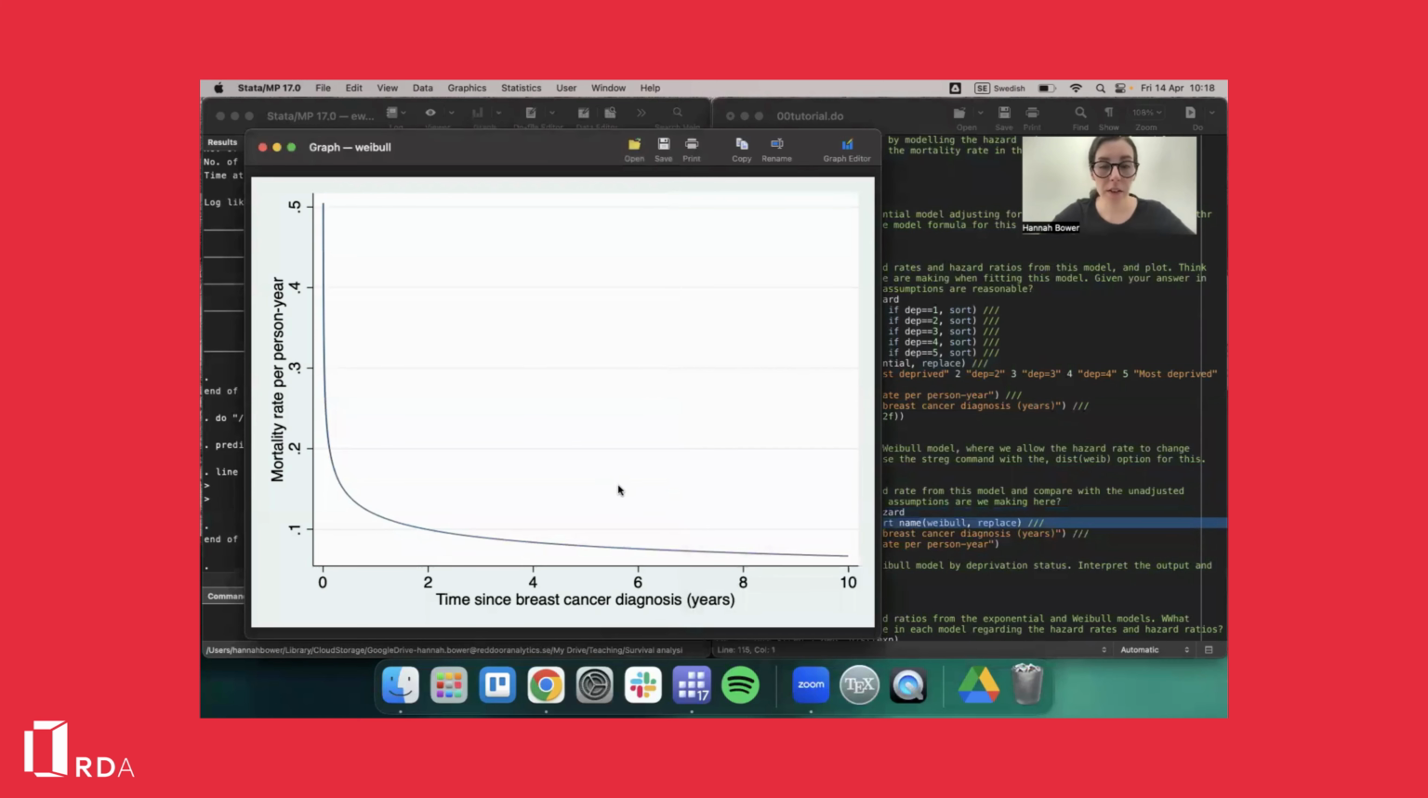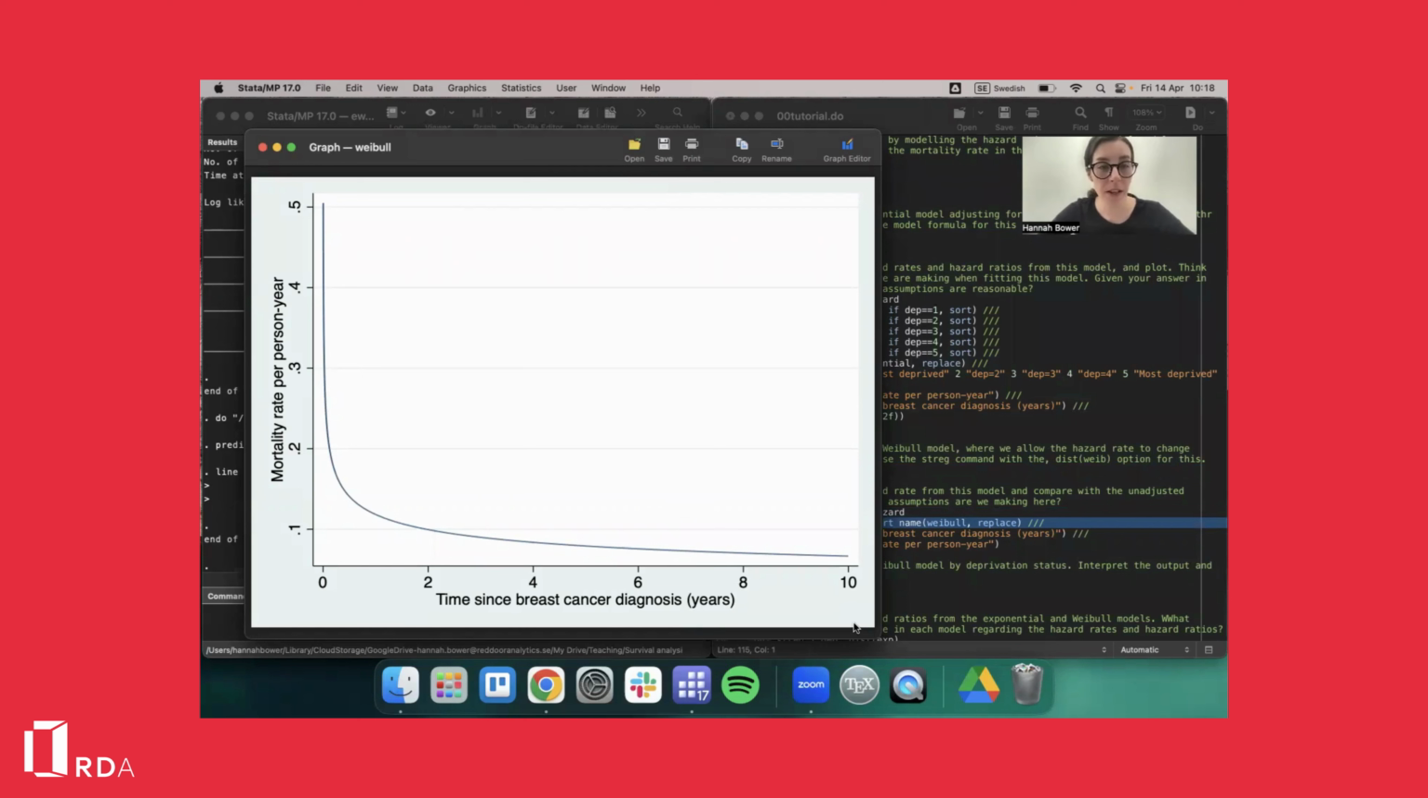And then we get this curve that looks like this, where we see that we have a mortality rate per person year across time since breast cancer diagnosis. And this is for overall, so it's not presented by deprivation status. But we know that when we fitted the previous exponential model without any deprivation status, we made the assumption that the rate was constant across time.